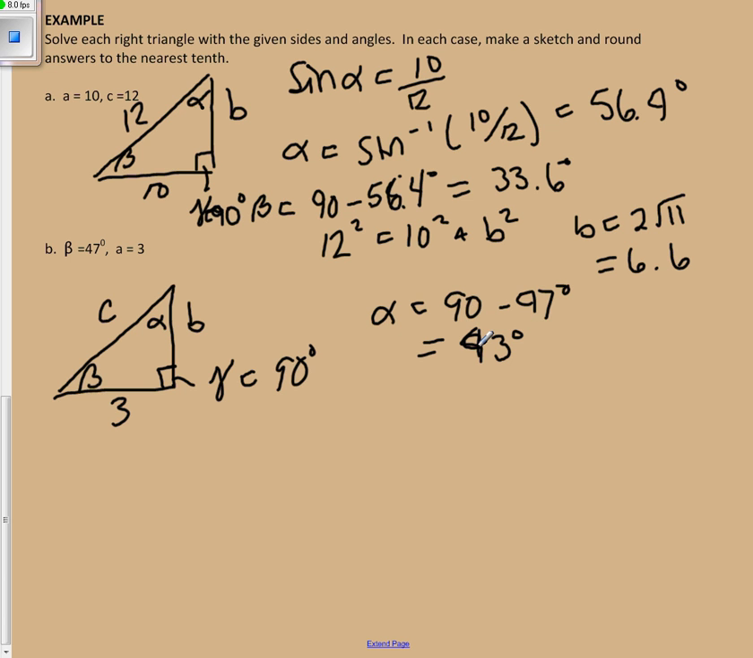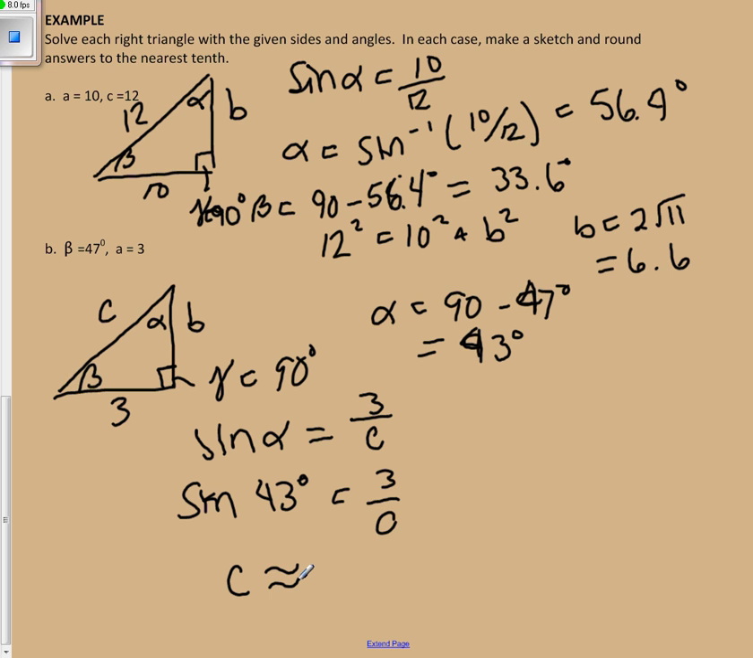And these are 4s, even though they kind of look like 9s. These are 4s. So I've got my 3 angles. So now what I have to do is figure out my sides. I've got alpha and I've got the A. So I know the sine of alpha is going to be the opposite, which is 3, over my hypotenuse, which is C. But I know what alpha is. The sine of 43 degrees equals 3 divided by C. So when I solve for C, C is going to be approximately equal to 4.4.